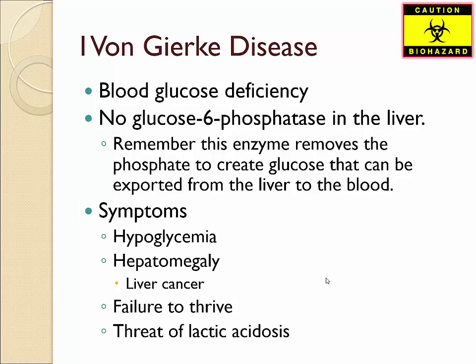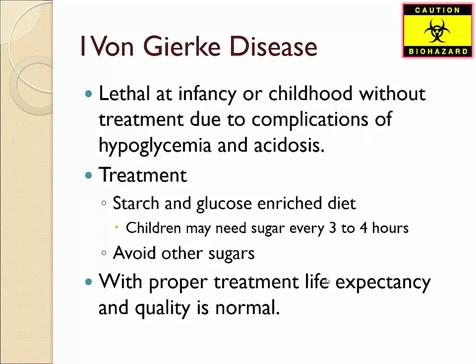Hepatomegaly, because they're not properly breaking down the materials in the liver, which can lead to liver cancer in this case. Failure to thrive, and threat of lactic acidosis, because a lot of systems are going to be running on anaerobic glycolysis. This is a lethal disease at infancy. It can be treated. It's got to be caught. The lethality comes from the hypoglycemia and the acidosis.